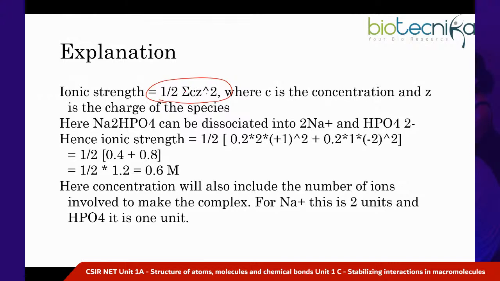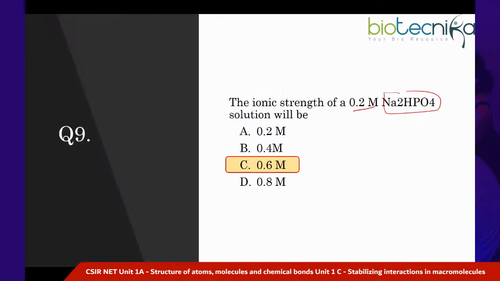Half summation CZ square. Now, what is this sum C? C is the concentration. In this case, the concentration is 0.2 and Z is the charge. Whenever you have ionic strength, that means it's an ionic compound, so you have to divide it into the ions. This will be Na plus and HPO4 minus. But since 2 Na is there, it will be 2 Na plus. You have to write it into ions because it's an ionic compound.